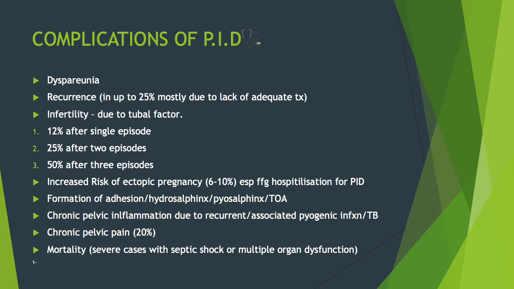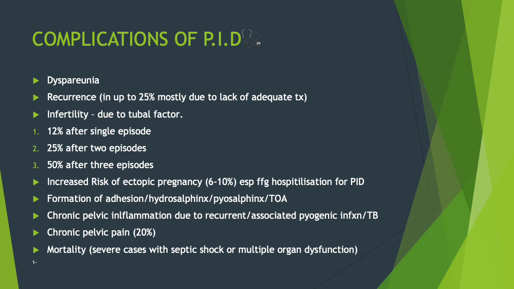When looking at the complications of pelvic inflammatory disease, it's always good to note in a patient's history to help us direct our management and guide them in terms of future concerns. Complications can include dyspareunia, recurrence of PID in up to 25% of cases, but this is mostly due to the lack of adequate treatment or failure of patients to present for treatment.